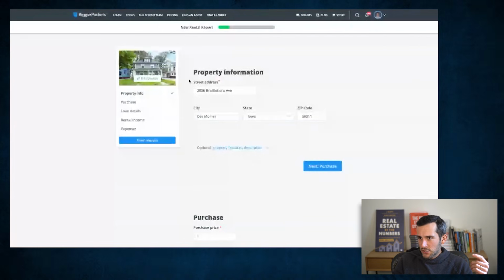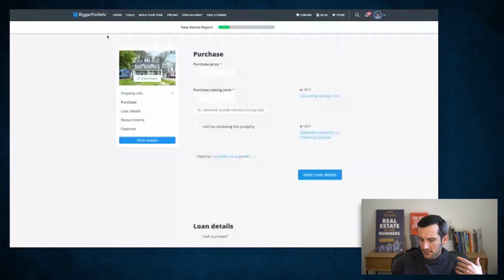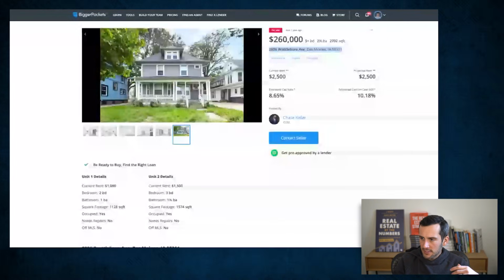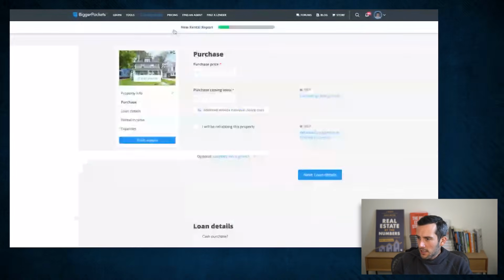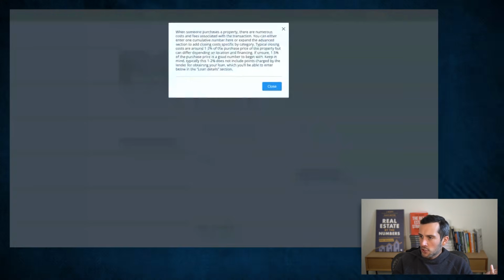For purchase price, let's just assume for the purposes of this exercise it's $260,000. Our closing costs are going to be about $5,000. Now, how do I know it's $5,000? Well, I've bought a lot of real estate, so I know that. But if you need help doing this, there are all these little buttons here that you can hit, like calculate closing costs. It says 1 to 2% of the purchase price of the property. If you're unsure, use 1.5%. So it's super helpful if you're new to deal analysis to just click on these little buttons here. I'm going to use $5,000.